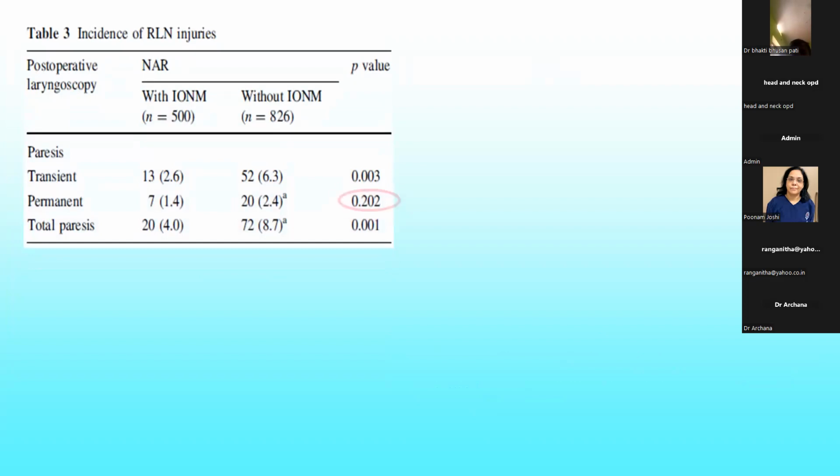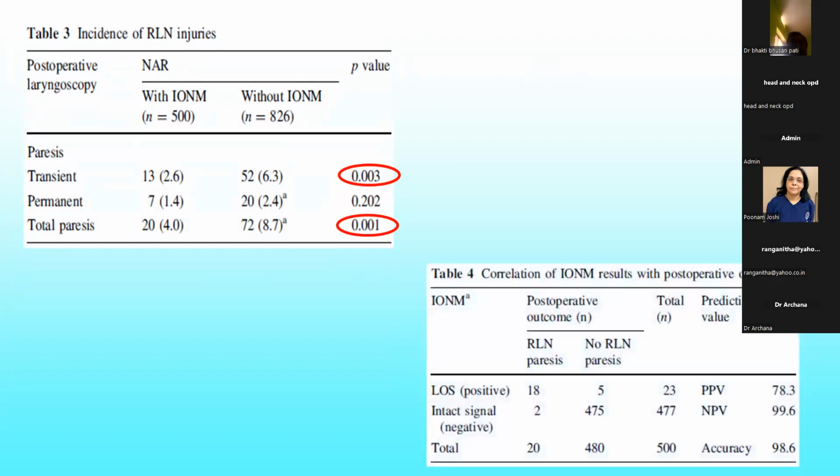In that paper, they said recurrent laryngeal nerve injuries are also very high without IONM, which is clinically significant, and permanent and total paralysis are very high without IONM as compared to with IONM. The correlation of IONM results with the postoperative outcome is that when the nerve signal is intact till the end of the surgery, the negative predictive value that can be applied is 99.6%.